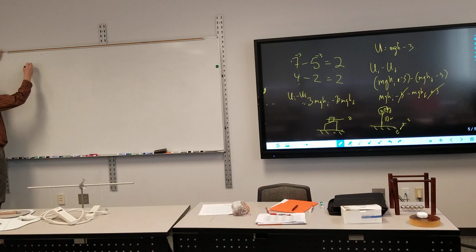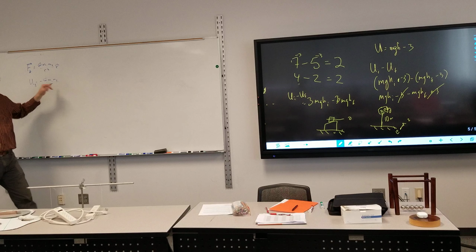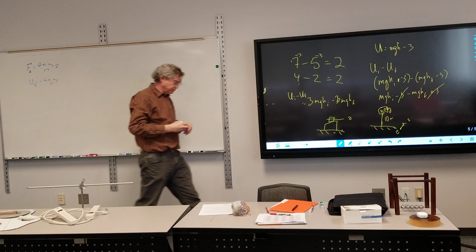So if the force is the generalized gravitational force, G m1 m2 over r squared, the potential energy formula, as I wrote up on the board, is negative big G mass 1 mass 2 over r. There's no vector afterwards because energy is a scalar.